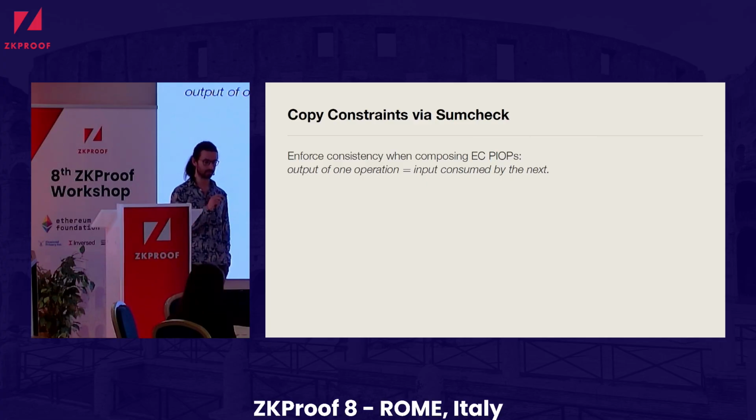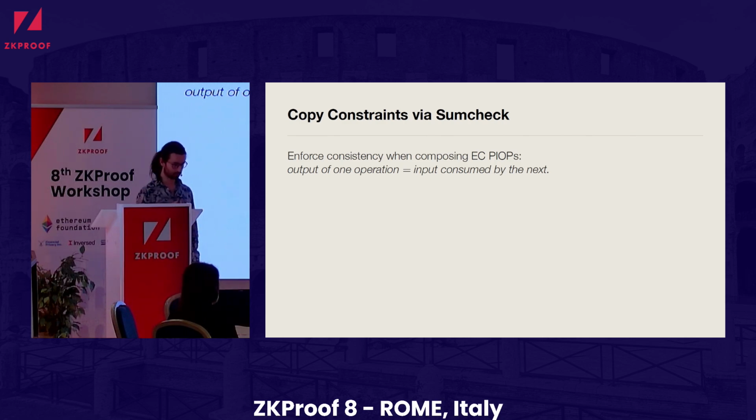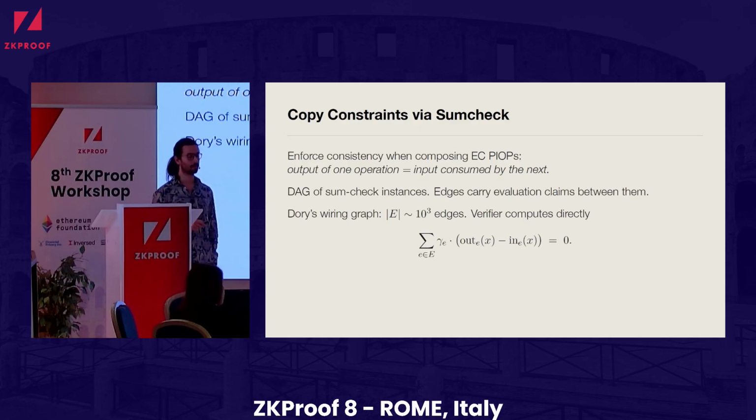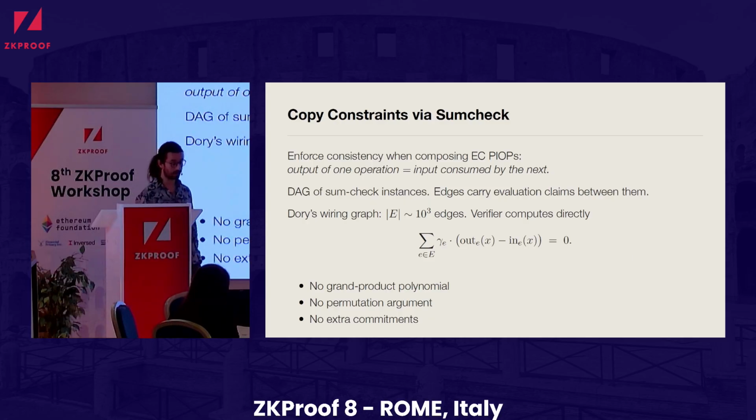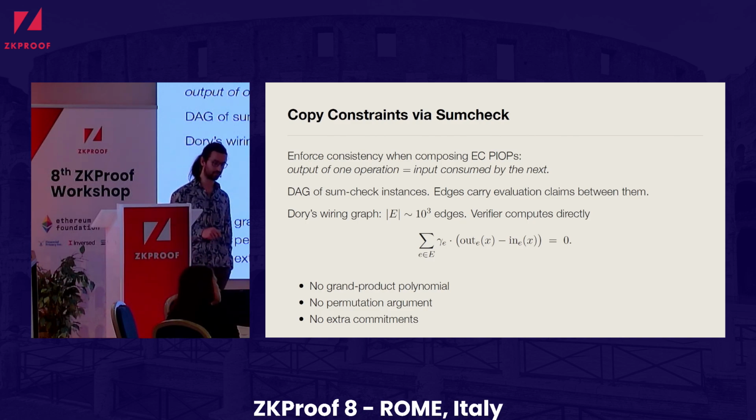Now we have all these families, and we also want to check that the different elliptic curve PIOPs are consistent, meaning that the output of an operation will be the input of another operation. That creates some sort of DAG, or directed acyclic graph, of sum-check instances. One thing to note in this case is that the graph is quite small, so the verifier can compute it directly, and we avoid extra commitments as well. We avoid other techniques like the grand product polynomial or the permutation argument.